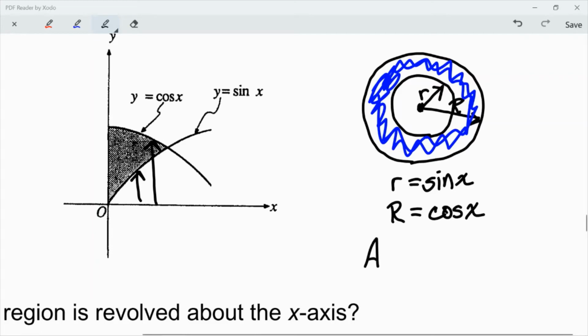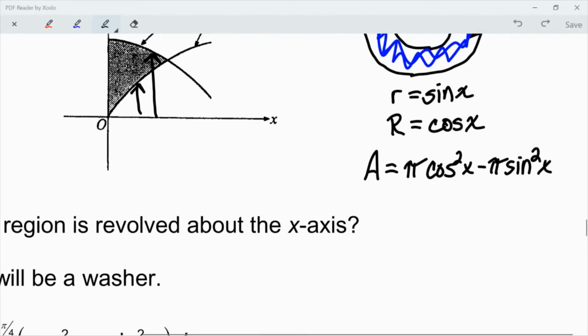So my area here would be pi times the uppercase R squared, or pi times cosine squared x, minus pi times sine squared x, because that's my pi times the lowercase r squared. So in the end, if you were to factor the pi out of this, we just have pi times cosine squared x minus sine squared x.